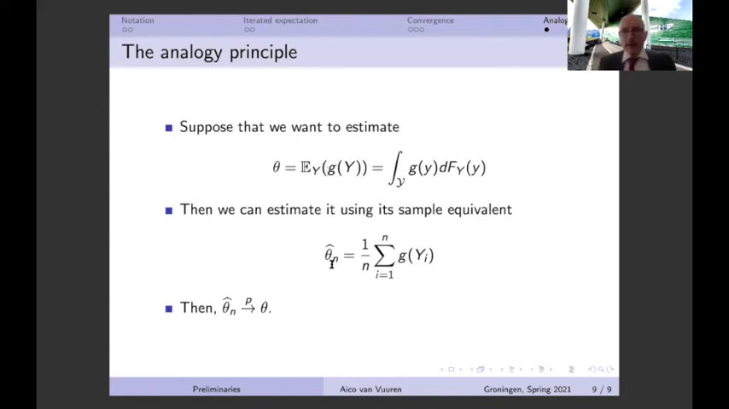If we then define theta hat as our estimator, the analogy principle, which is directly related to the law of large numbers, says that theta hat_n is going to converge to theta. That means, of course, that theta hat_n is going to be a consistent estimator of our parameter. And because it's so important to get consistent estimators in econometrics, this analogy principle is so valuable.